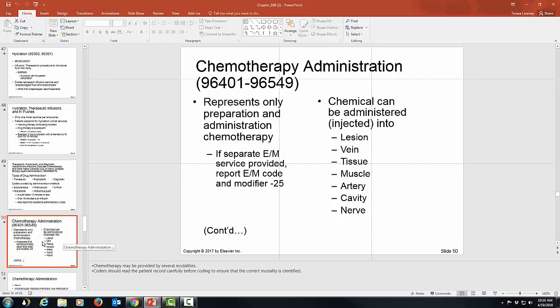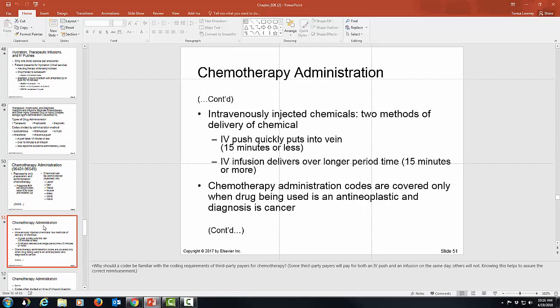Chemotherapy administration, so there's lots of codes here. The chemical can be injected many places. You need to make sure that you're paying attention to which one. And again, as always, if you have an E&M code, it's going to have a modifier 25 on it.